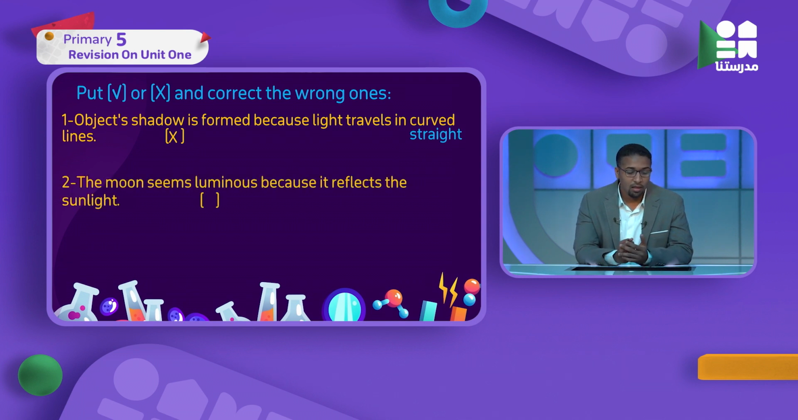Second question, the moon seems luminous. Luminous means bright, because it reflects the sunlight. Is that right or wrong? Okay, the moon reflects sunlight, so that's right. Super.